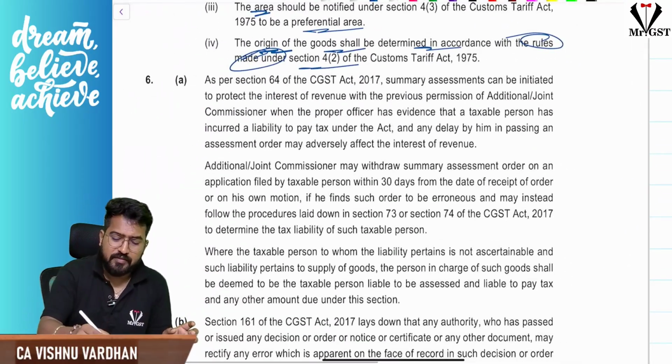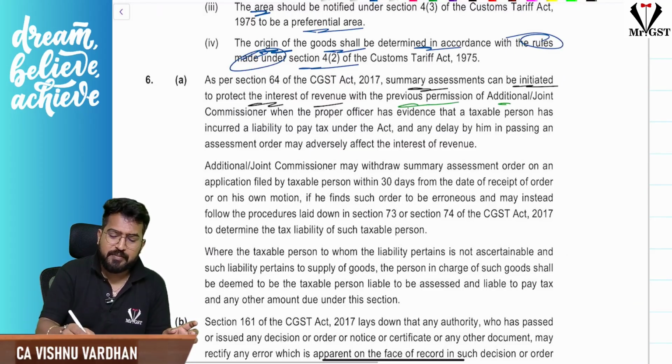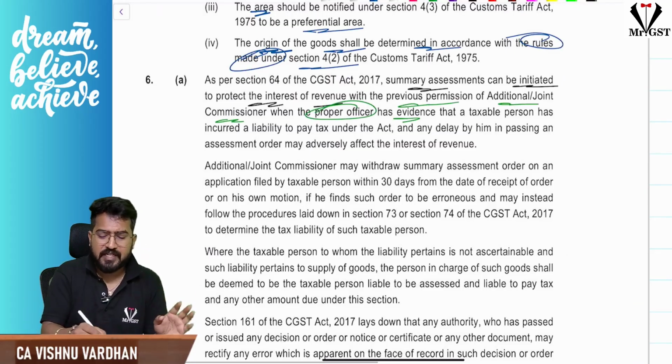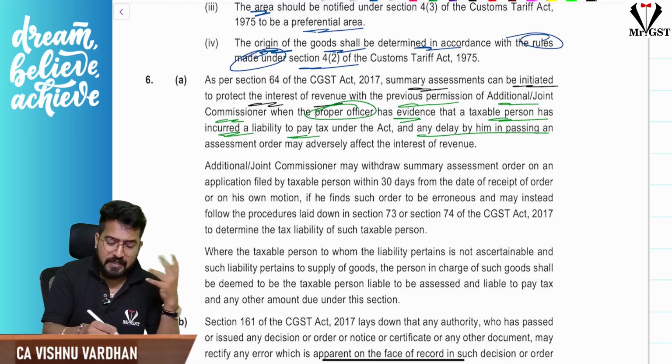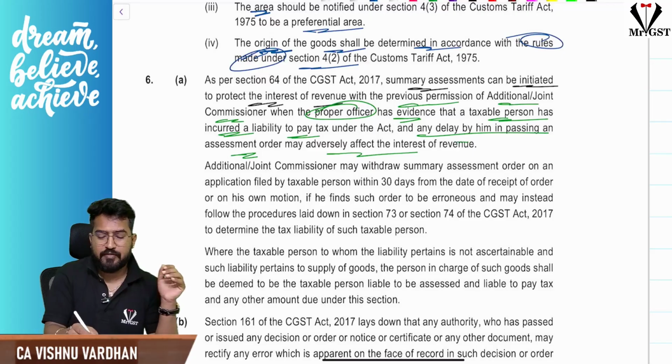I'll just show it here itself. See, the summary assessment can be initiated to protect the interest of revenue with the previous permission of the additional or joint commissioner, where the proper officer has evidence that the taxable person has incurred a liability to pay tax, and any delay in passing the order will adversely affect the interest of revenue, that is, the tax department.